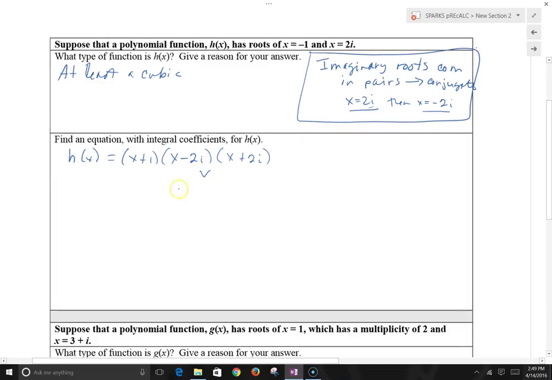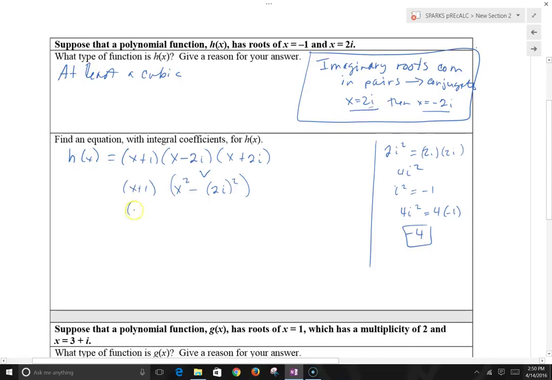I'm going to start with this one. That's a difference of squares. x squared minus 2i squared. Our little side work over here: 2i squared equals 2i times 2i, which is 4i squared, and i squared equals -1, so 4i squared equals 4 times -1, which is -4. So I'll plug that in here, and we still have this x plus 1 hanging out. So x squared minus -4, which is x squared plus 4.